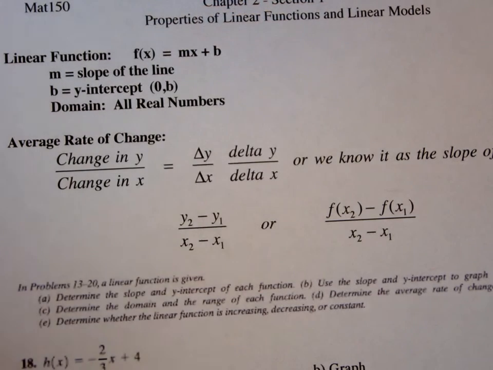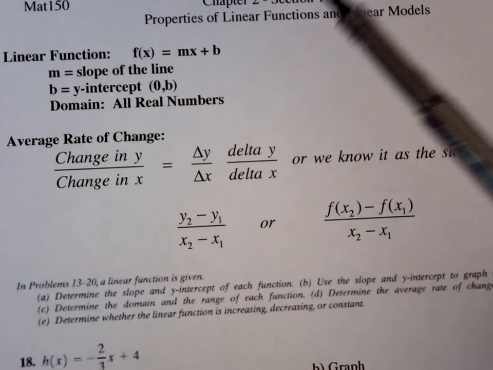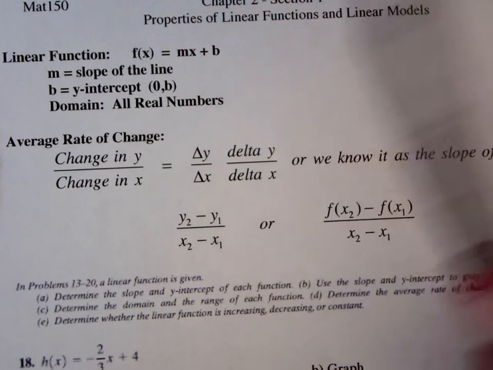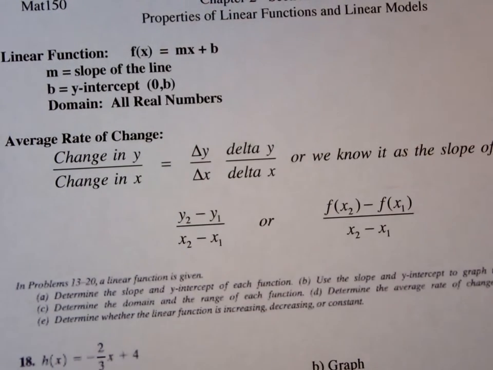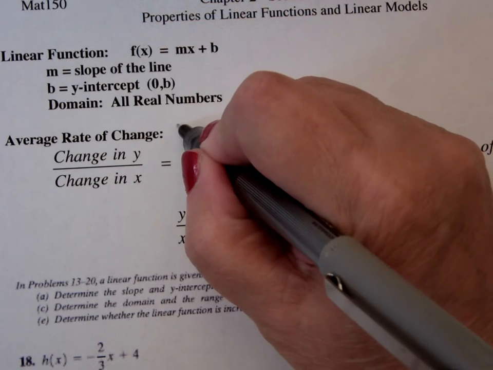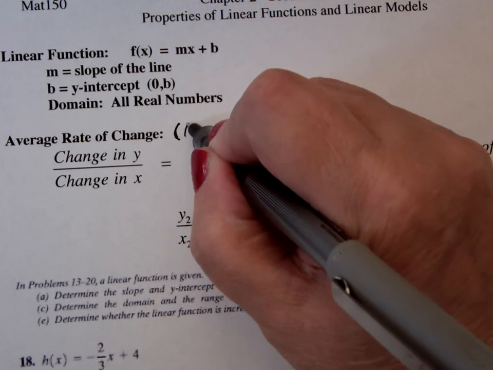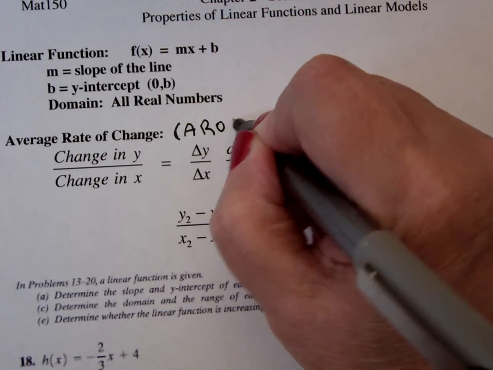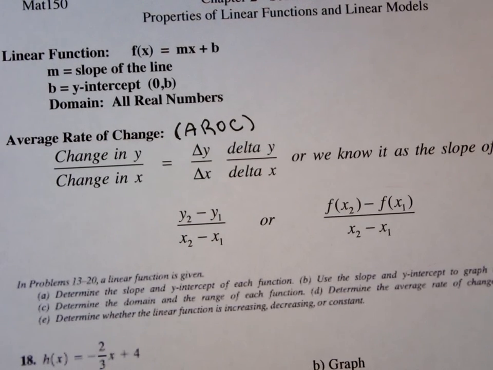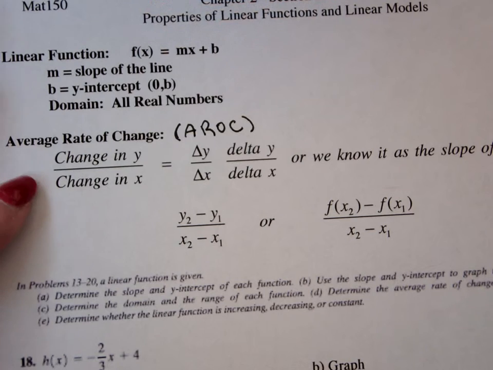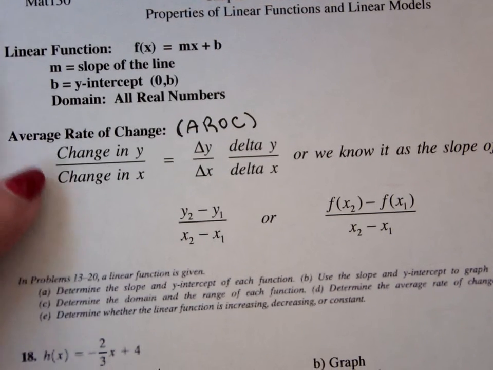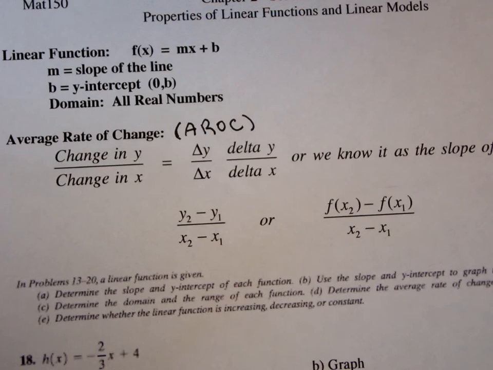Linear function, f of x is equal to mx plus b, where m is the slope of the line, b is the y-intercept, which is x equals 0, y equals b. You have the domain being all real numbers because there's no denominator, no radical. We're going to be looking at something called the average rate of change. Especially once we hit calculus, I call it AROC for average rate of change. It is the change in y divided by the change in x. Delta y over delta x would be another nomenclature for it.